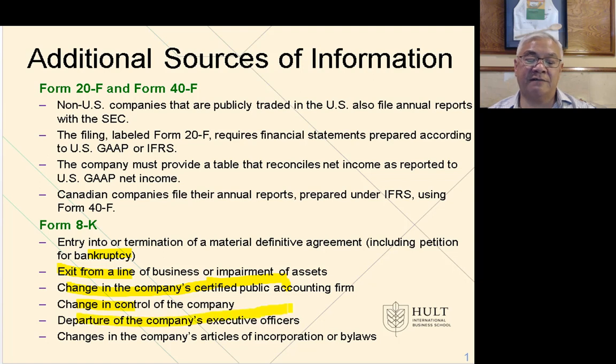Departure of a key executive. If Elon Musk quit Tesla, that's something you'd want to know about. So that's an 8K item. And the other is articles of incorporation. If you're changing the rules by which a company is run, shareholders deserve to know that too. These items seem to be a random collection, but they're required to be disclosed pretty much as they occur. You cannot wait a year to tell shareholders and outsiders about this. You have to tell them on a much more timely basis.